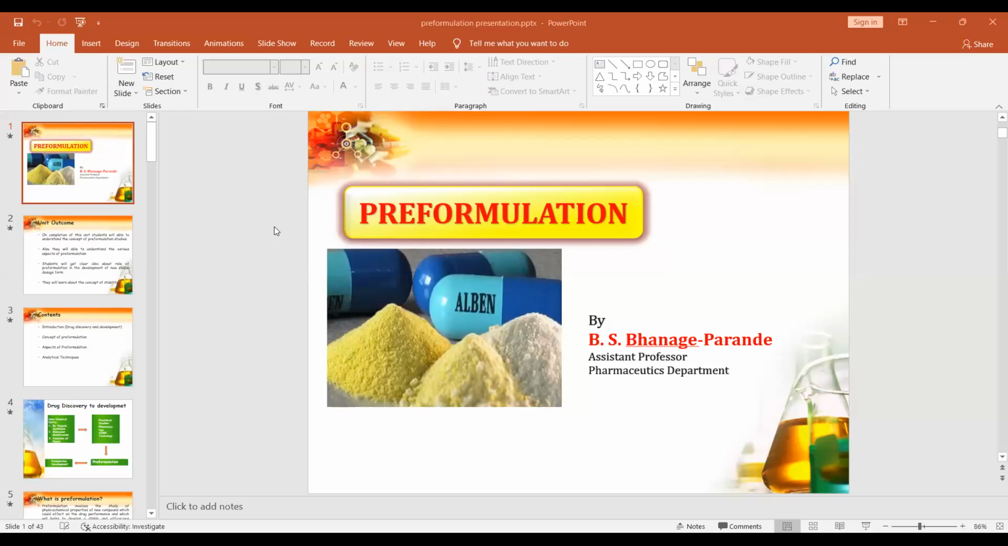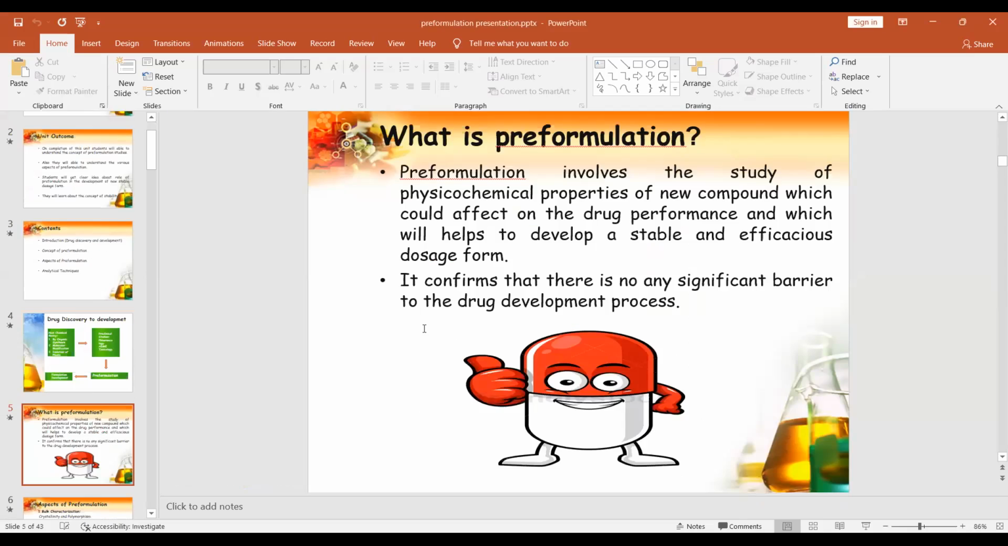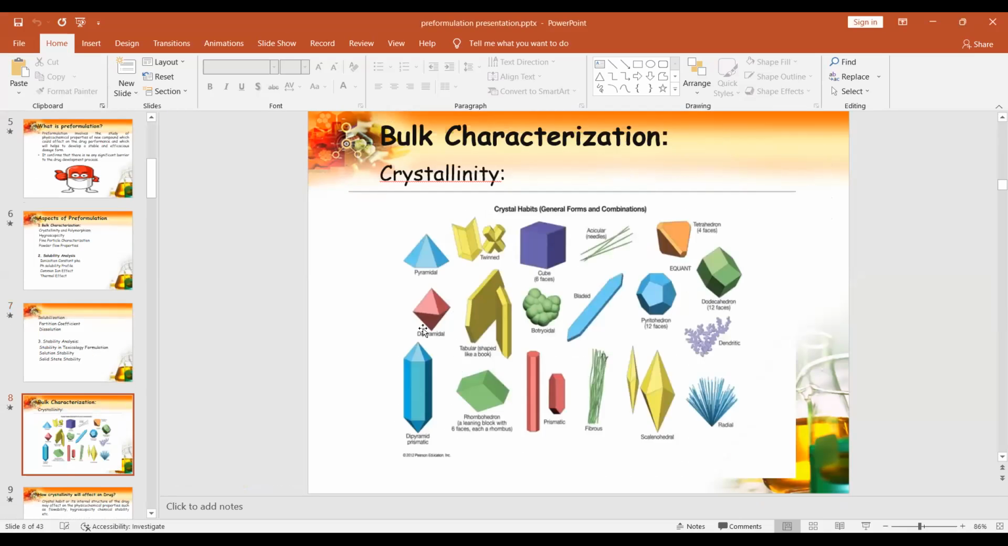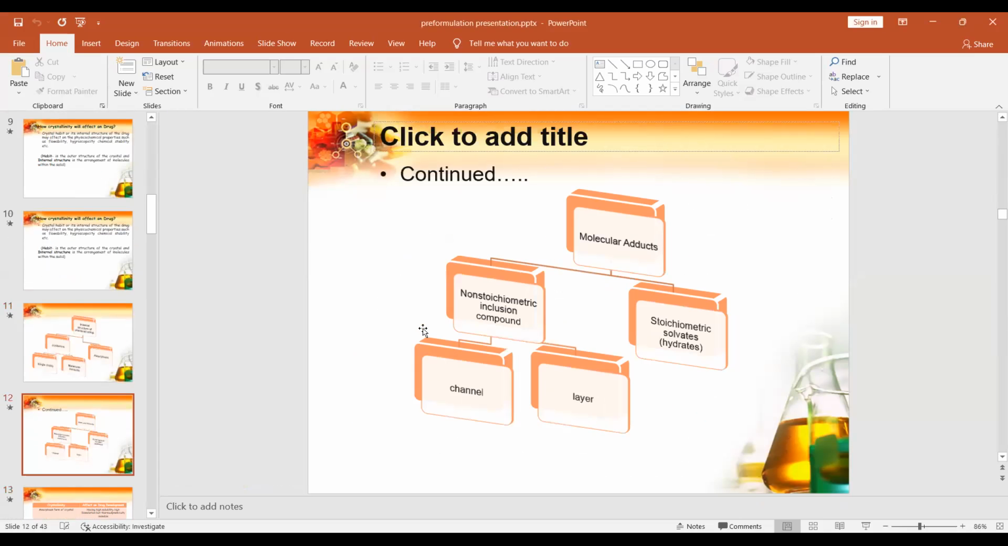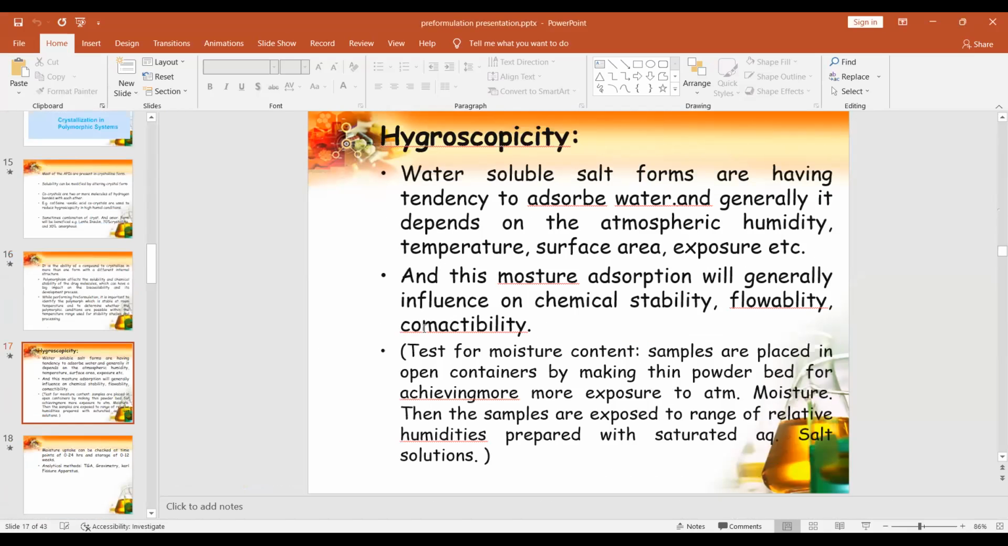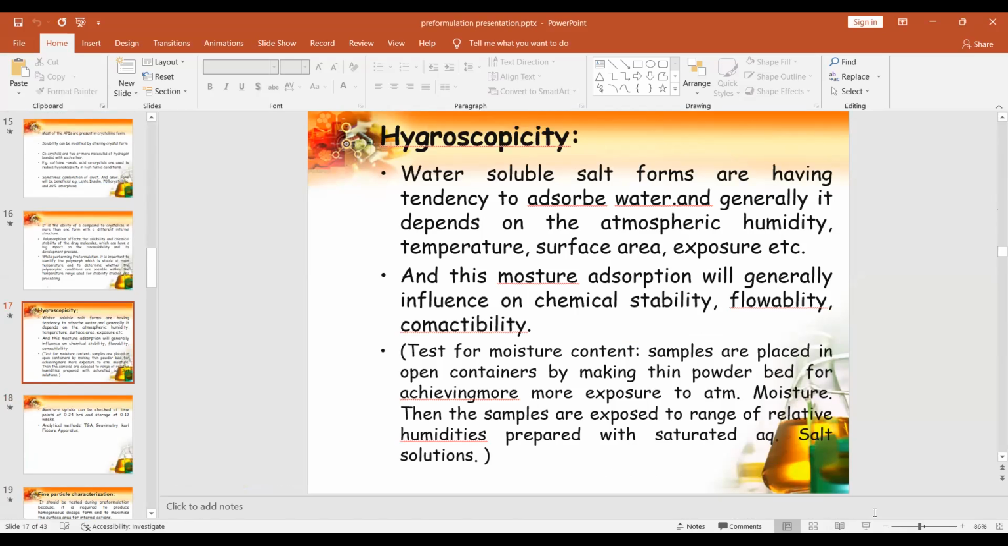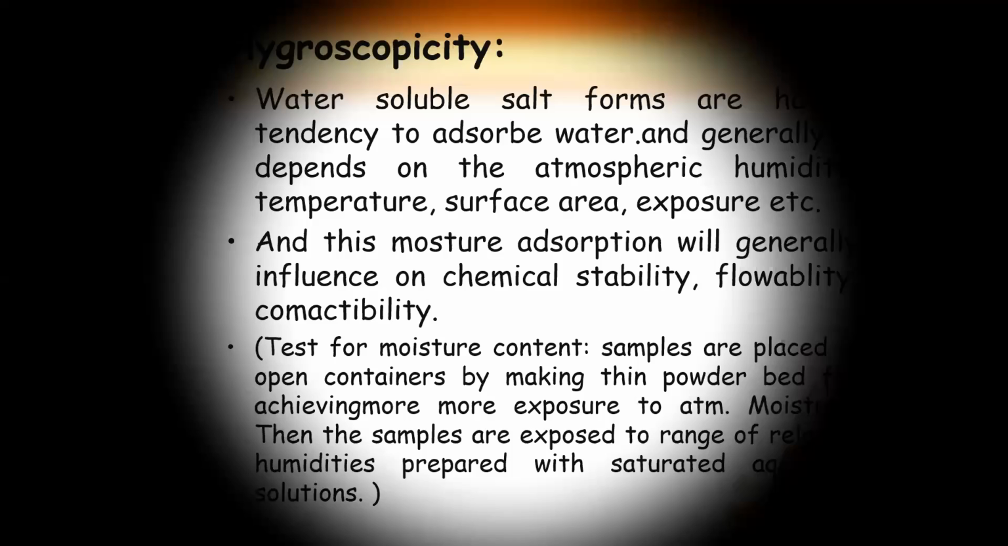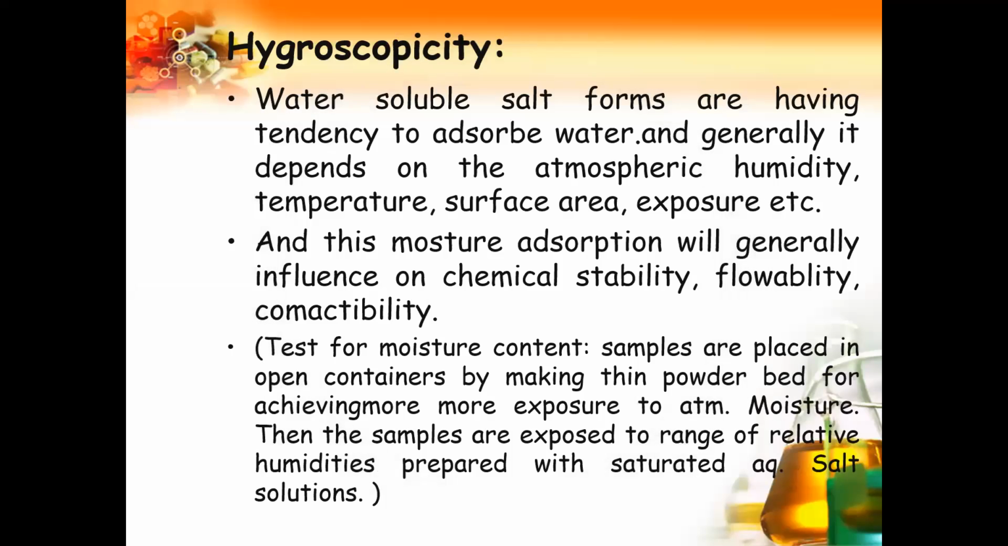Hello all. In the last video, we studied the crystallinity and polymorphism properties of the drug while developing a stable, safe and effective dosage form. Now in this video, we will study the next physical property, that is hygroscopicity, and how it will affect formulation development.